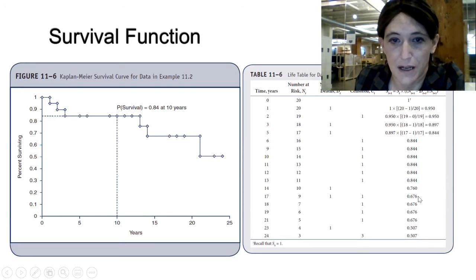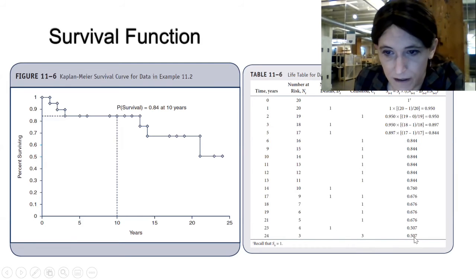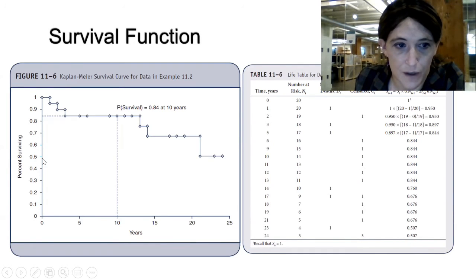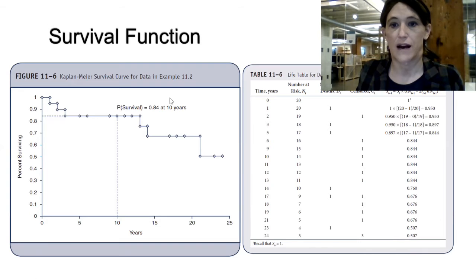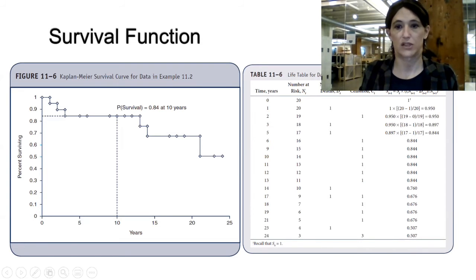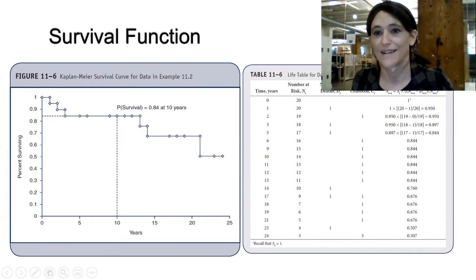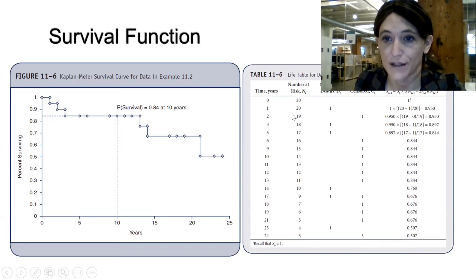So you could do this actually manually. Like most things, we'll have a computer do it, but this is how those probabilities would be calculated here. Okay? And that's what we see here. So at time 24, the calculated probability would be 0.507, corresponding to where we are on this graph here. So this could be represented just as easily in a table, but obviously a graph is a little easier to look at.